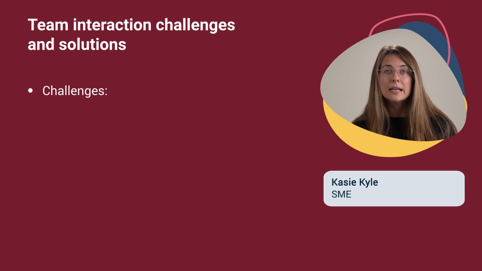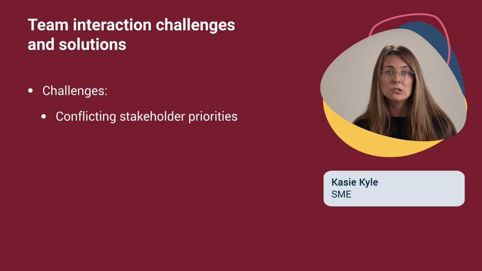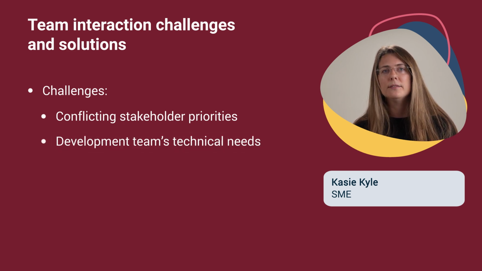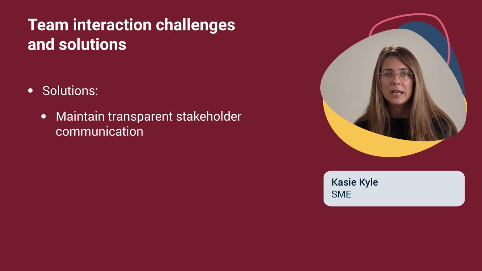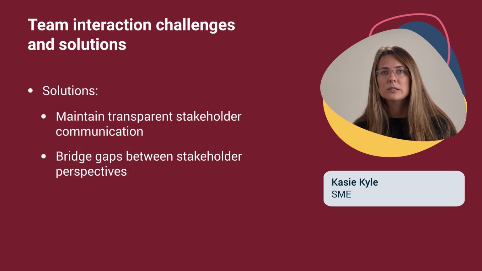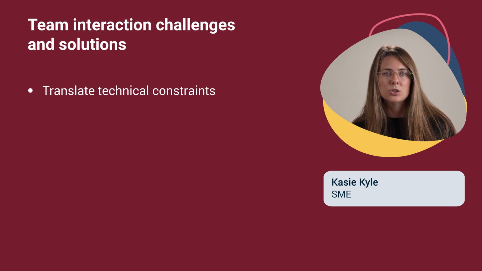Common challenges that I've encountered include competing priorities between different stakeholders or different groups within the organization, and then the development team's technical needs. So I think product owners should handle these challenges by really maintaining transparent communication and then helping both sides or different groups of stakeholders understand each other's perspectives. So sometimes that's as simple as translating some technical constraints that the development team has into business terminology for different stakeholder groups or executives.